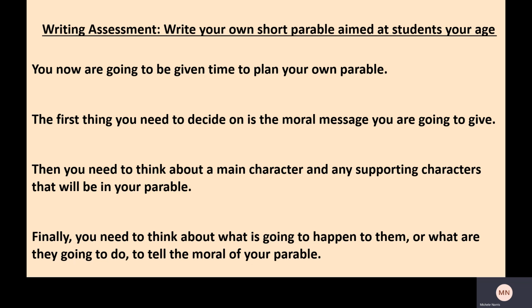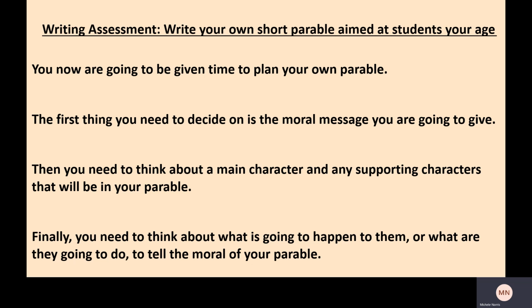Now, the first thing that you need for this is your own moral message that you're going to be giving. Now, this could be, for example, to always tell the truth, or have the importance of keeping your promises, or perhaps not judging others, or even treating people how you want to be treated. So you could use one of those that I've suggested, or any other moral that you can think of that you would like to write about.